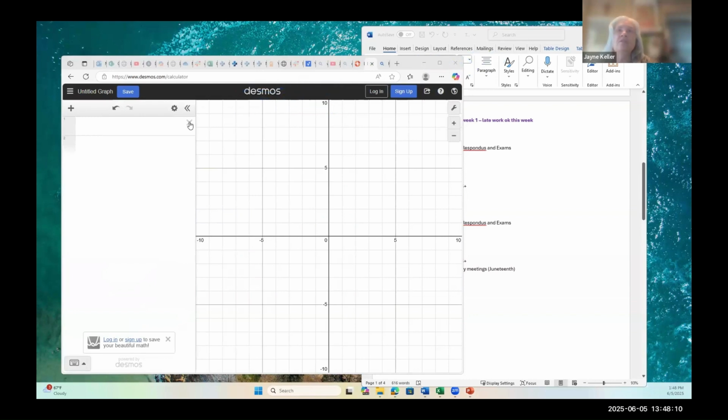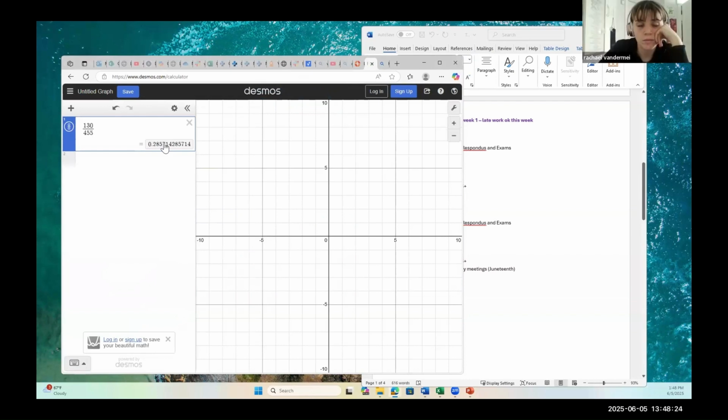So the other way that we can do this is we can actually use Desmos, and we can just type in 130 over 455. Okay, and notice that it converts it to a decimal for me here. And if I want to see what that is as a simplified fraction, then I can pop right over to this little button here, and it will simplify it and write it as the simplified fraction.